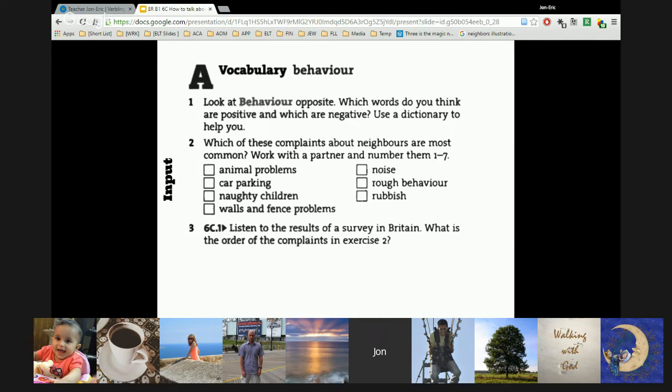And rubbish. By the way, rubbish is a British English word. What's the American word for rubbish? Any ideas? Garbage. Yeah, trash, garbage. Okay? We don't have to put them in order, but I'm just curious, what do you think? Which of these complaints do you think are the most common?